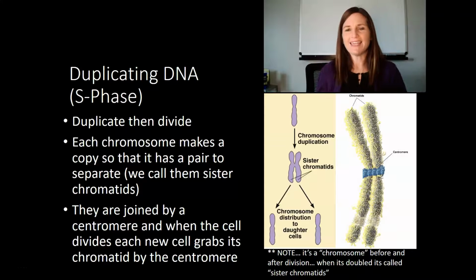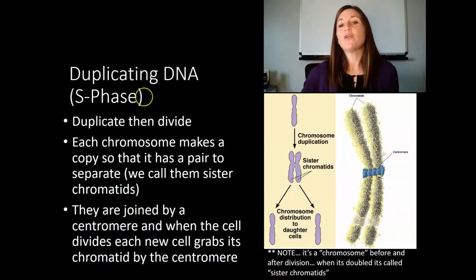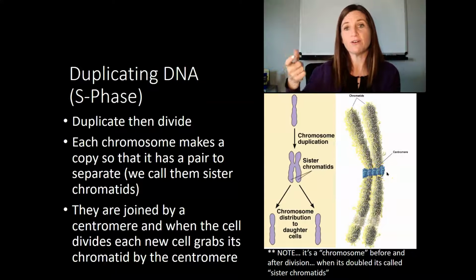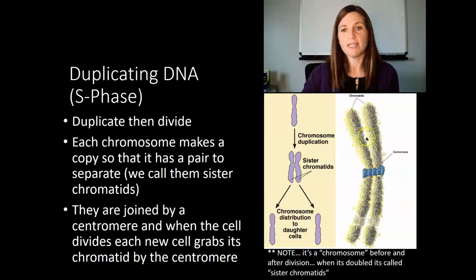In order to keep it together, kind of like if I make two copies of the same thing, I might stick them together with a little paper clip to make sure they stay together until I'm ready to separate them all apart. That little paper clip that holds the two identical chromosomes together is called a centromere, and it's right here in blue, and it's like a little physical binder that holds the two chromosomes together.